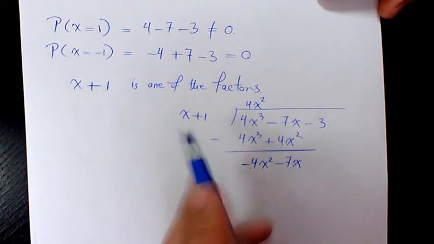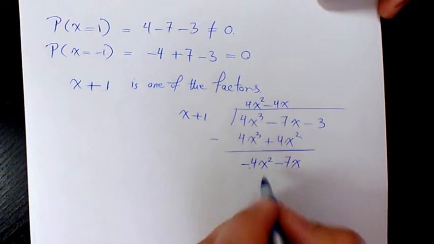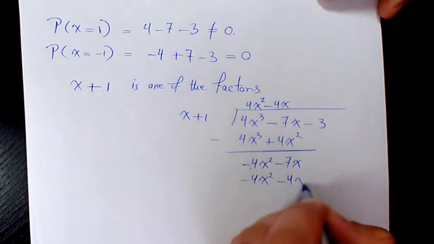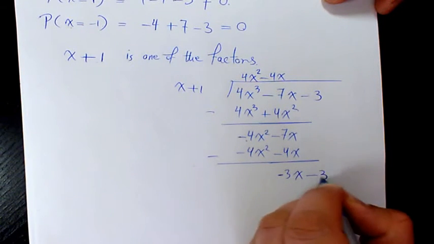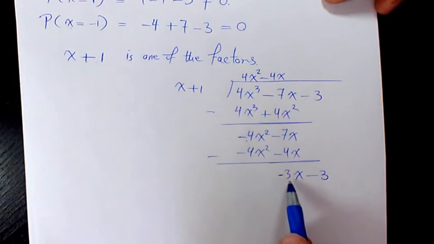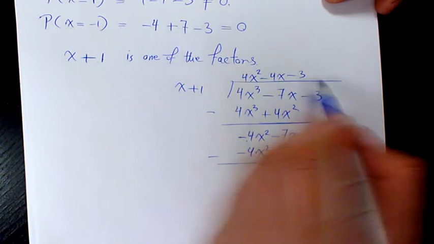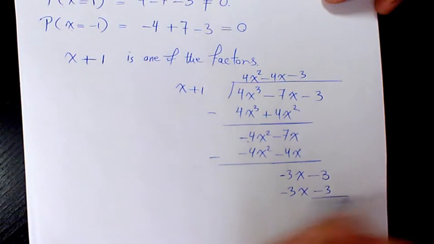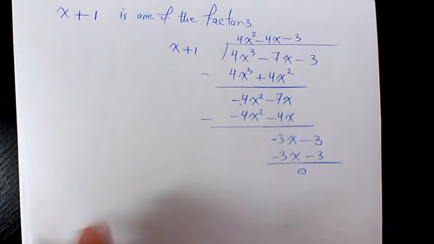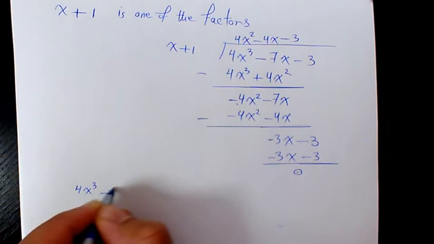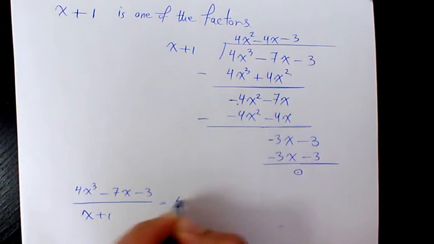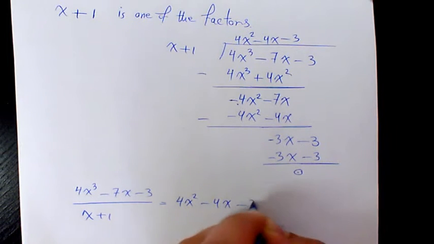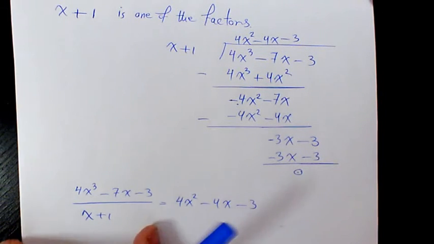Negative 4x squared divided by x is negative 4x. When you multiply that, it's negative 4x squared minus 4x. When you subtract, these two cancel out, and we have negative 3x minus 3, because I need to bring this number down. Negative 3x divided by x is negative 3. When you multiply that, it's like that. So 4x cubed minus 7x minus 3 over x plus 1 is 4x squared minus 4x minus 3. Now I need to factor this quadratic expression.